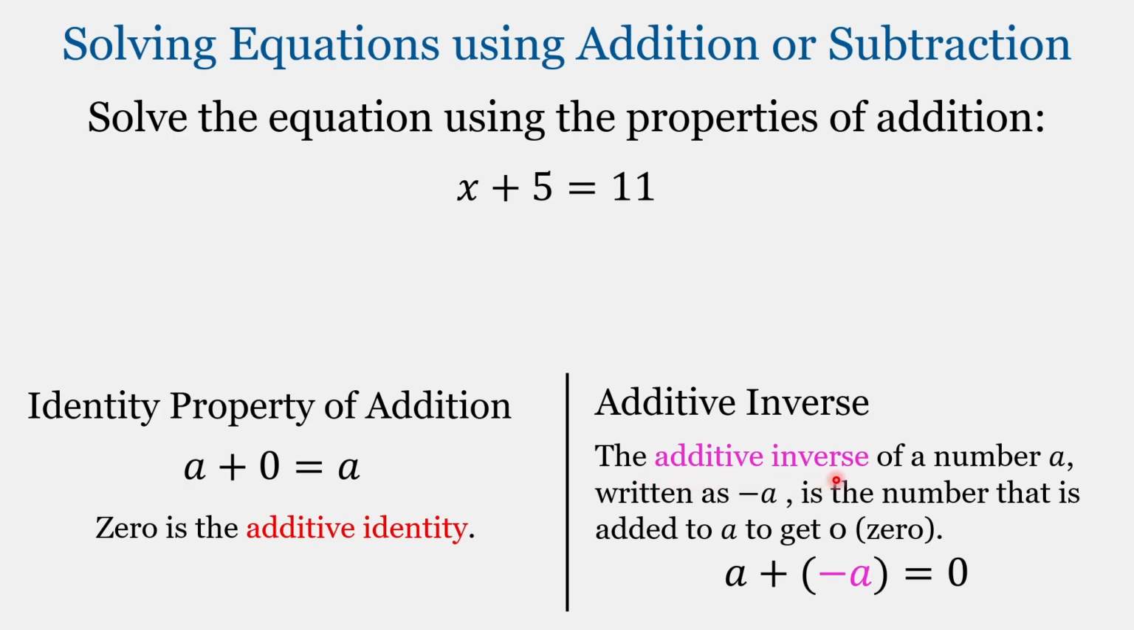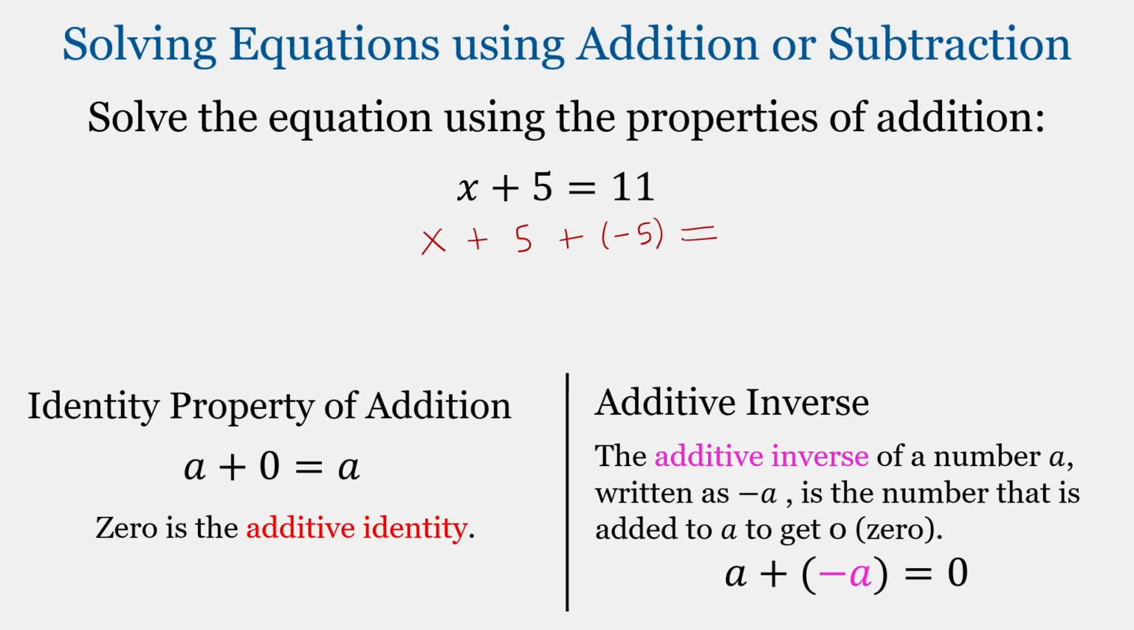We do that with the additive inverse. So the additive inverse of a number a, and we write that as negative a, or the opposite of a, is the number that when added to a, we get 0. So a plus the additive inverse of a is 0. So if we have x plus 5, the additive inverse of 5 is negative 5. So we're going to go plus a negative 5.